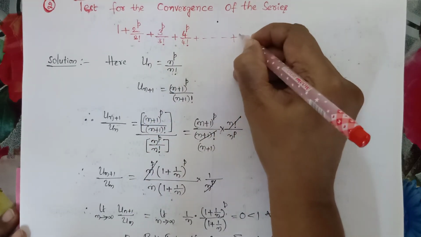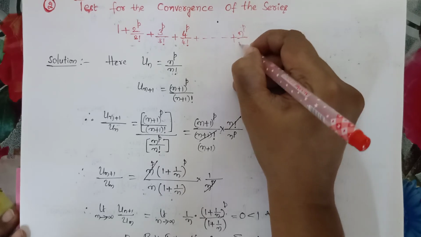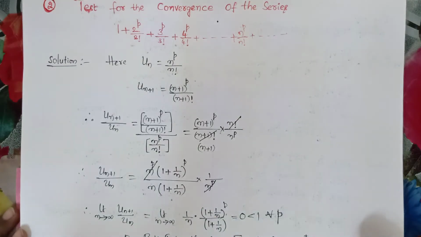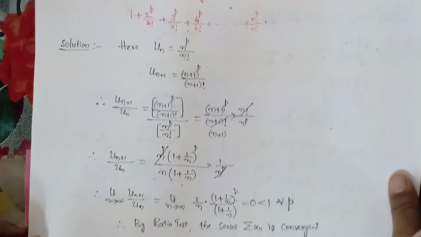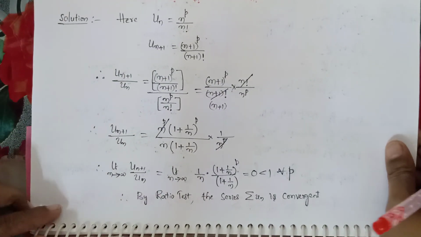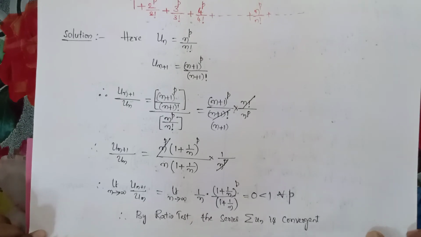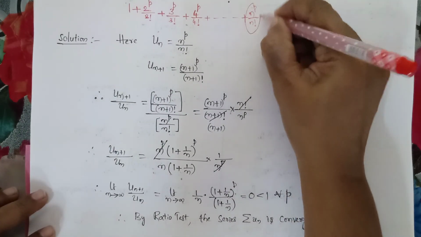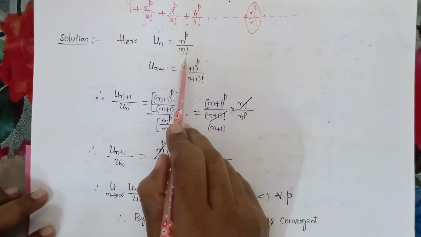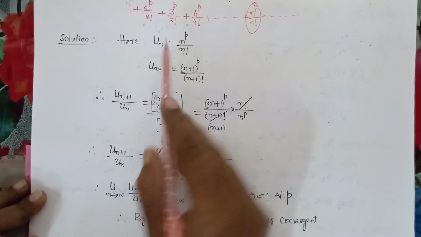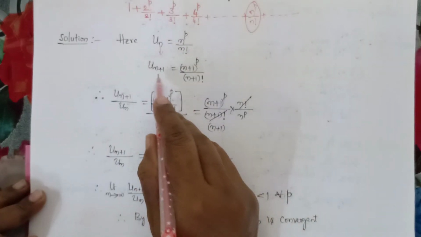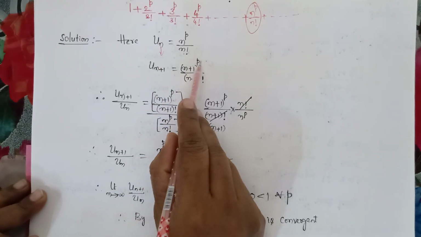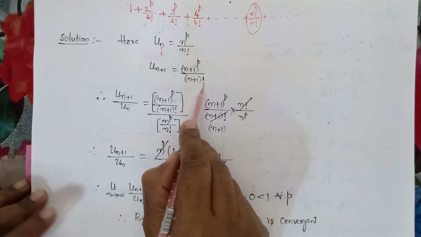Here nth term is n power p by n factorial and so on. This is the infinite series. Now we test the convergence of this series by ratio test. Here we take nth term un as n power p by n factorial. Now replace n by n plus 1. Un plus 1 equal to n plus 1 whole power p by n plus 1 factorial.